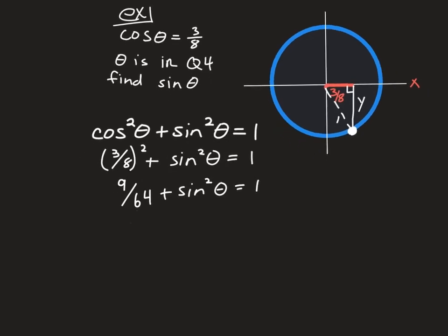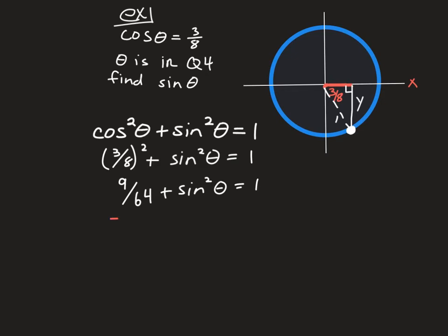Okay, continuing my algebra here, I'm going to subtract 9 over 64, subtract 9 over 64. On the left side I have just sine squared of theta is equal to, on the right, I maybe have to think of some fraction work here.